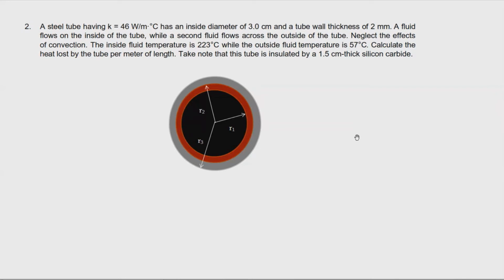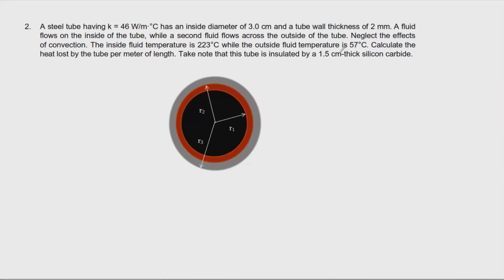So I hope you have read the problem and understood it clearly. Now, we start solving this by analyzing the problem, and it is a simple one. We have a fluid temperature of 223 degrees Celsius on the inside, and on the outside 57 degrees Celsius, and there is a second fluid that flows outside. But technically, we don't have to deal much with the fluid outside or inside, since the effects of these are neglected. In any case, it simplifies our computation.